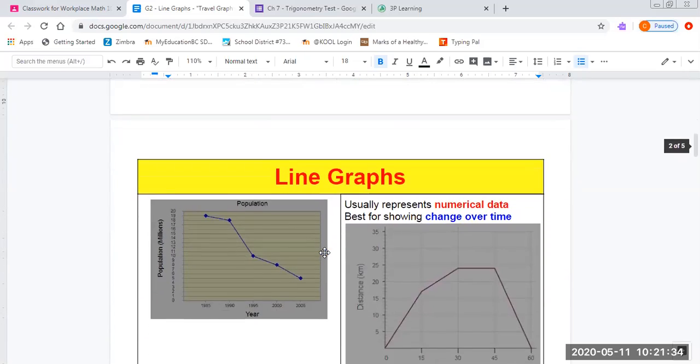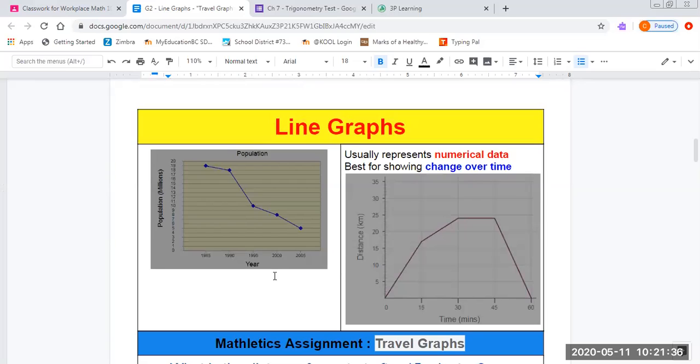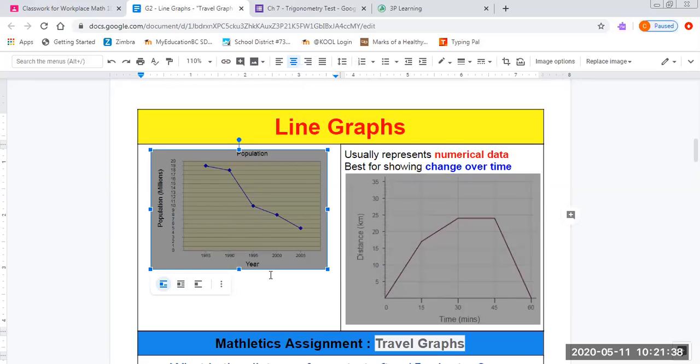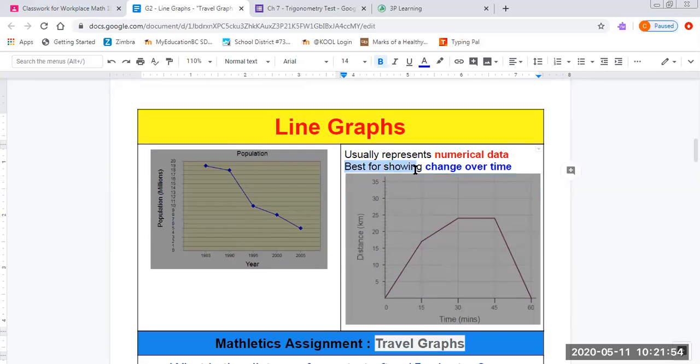So, just an overview of what a line graph is again. This was an example of a line graph we looked at last day, which compared population to the years. Today we're going to be looking at another type of line graph, which compares the distance traveled over time. But most of the time, what you'll see with a line graph is that it shows something changing over a period of time, and it usually represents numerical data.